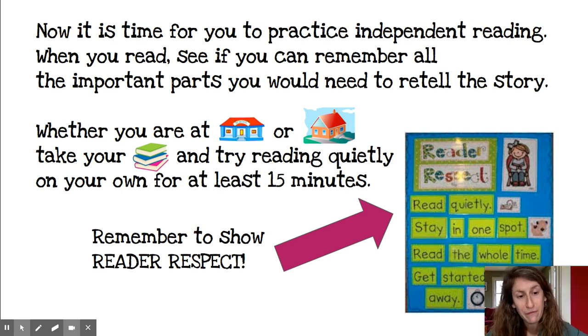Today, you're going to read for 15 minutes. Okay? And I want you to remember to show reader respect, which means you are reading quietly. You are staying in your own spot. You are reading the whole time. Don't waste your time when you're given this opportunity. This is really important time, and get started right away. Mrs. Underwood and I want you to become the best readers that you can be.